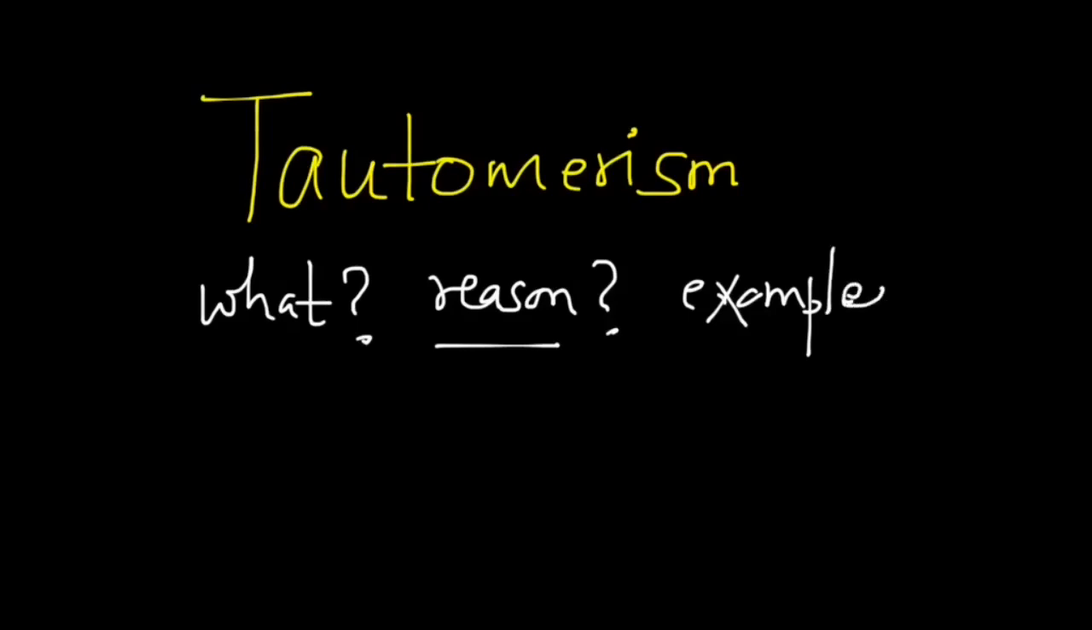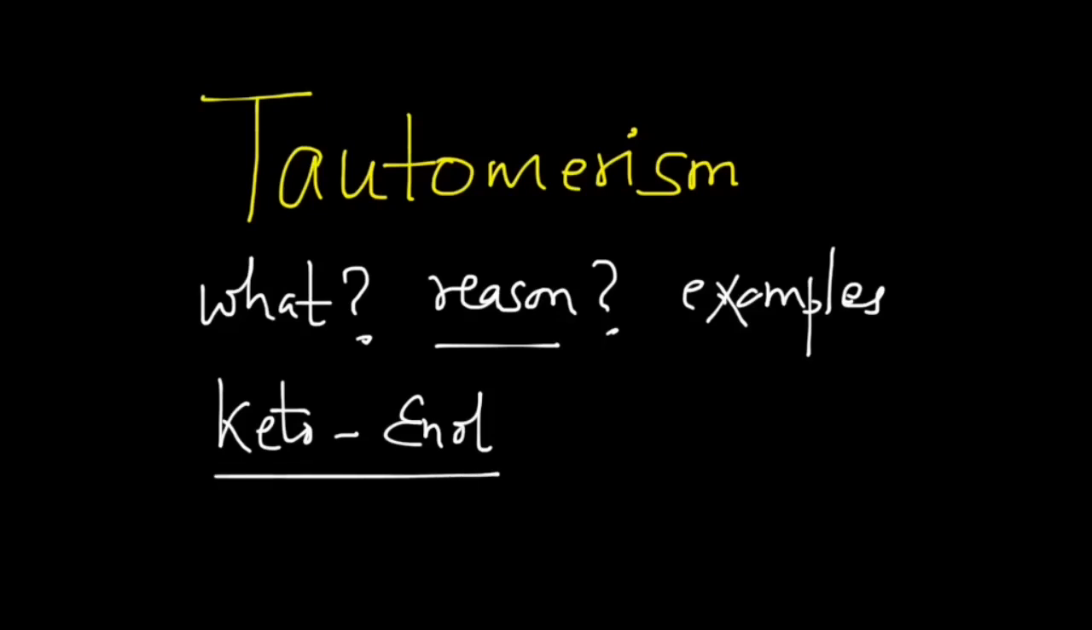In our case, we are concerned with keto-enol tautomerism. There are other kinds of tautomerism also, but for our syllabus, we have the keto-enol tautomerism. And finally, we will talk about the stability between these two kinds of isomers. So let's begin with the first question, that is, what is tautomerism?